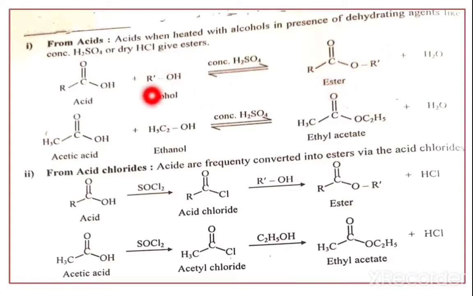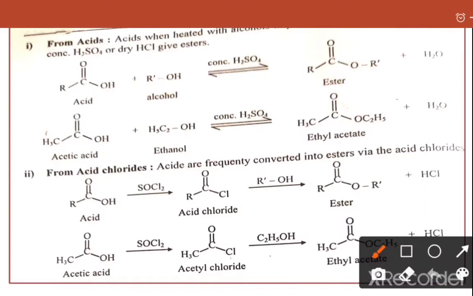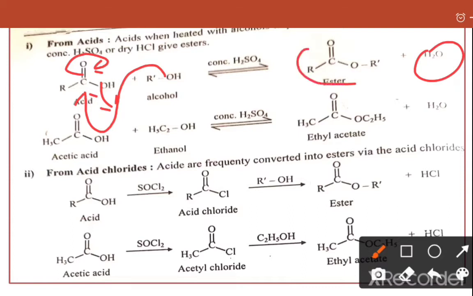Okay, so the mechanism here: RO minus will attack on this carbonyl carbon, which is electron deficient, and here departure of this water molecule. That means RO minus attacks on this carbonyl carbon, and here departure of this OH, that means a water molecule, and we get the ester as the final product. This is a simple mechanism.